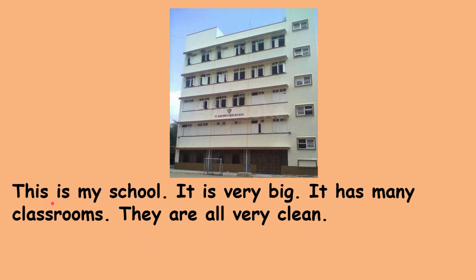Now this is your school, children. This is my school. It is very big. So instead of saying my school is very big, again you use the word it, because it is used for a thing or an animal. It has many classrooms. Now here we are talking about the classrooms. So I've used the word they because it's many. They are all very clean.